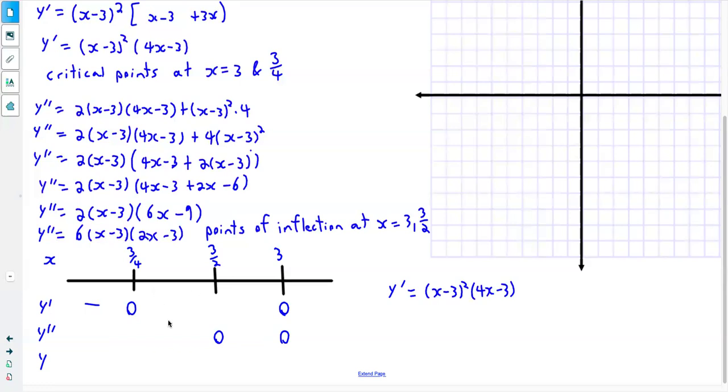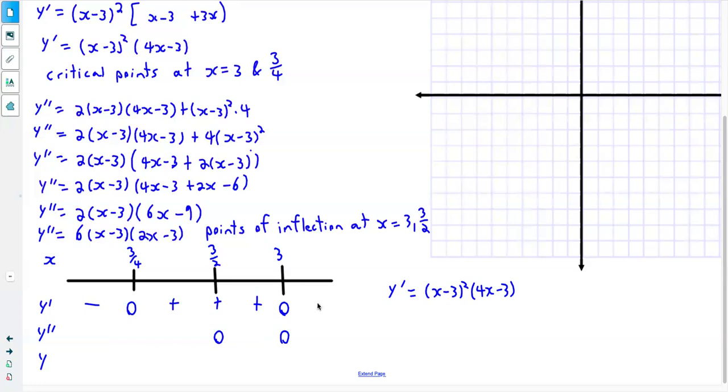Now we'll put something on this side. Between 3/4 and 3, an easy number between those would be 1. If I plug 1 in, once again it's going to give us a positive because it's squared. If I plug a 1 in for here, I get positive. So positive times a positive gives us a positive. So we are positive between those points.